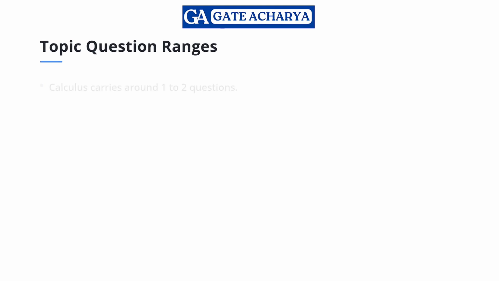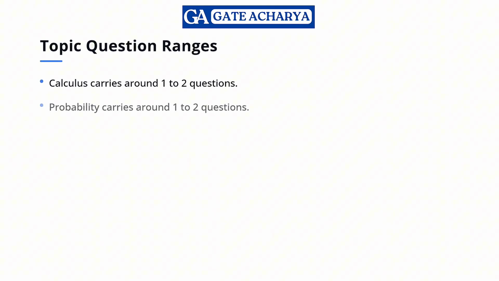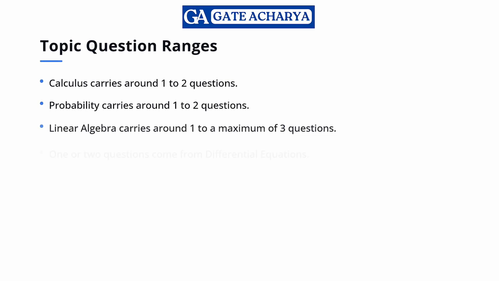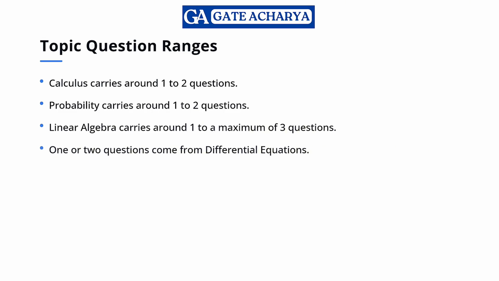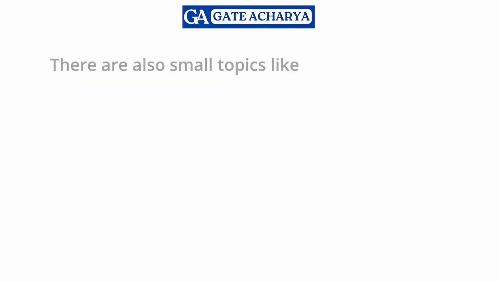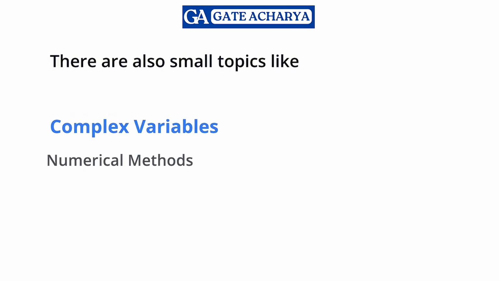For mechanical, civil as well as chemical and production, what we have observed is that the calculus topic carries around 1 to 2 questions, probability around 1 to 2 questions, linear algebra sometimes has 1 to a maximum of 3 questions, and 1 or 2 questions can come from a topic known as differential equations. Then there are small topics like complex variables, numerical methods, and vector calculus, which will have only 1 question each.